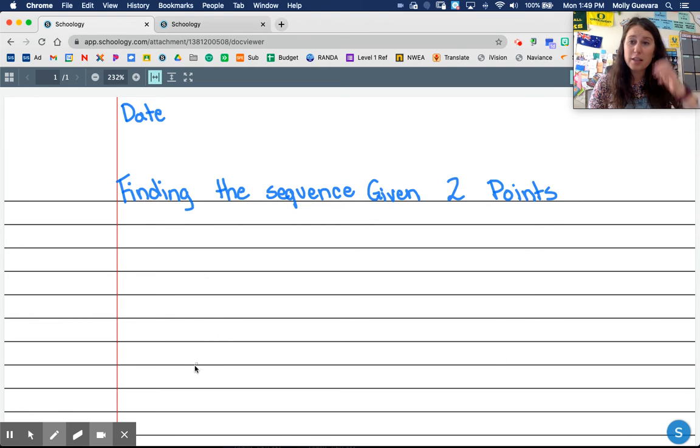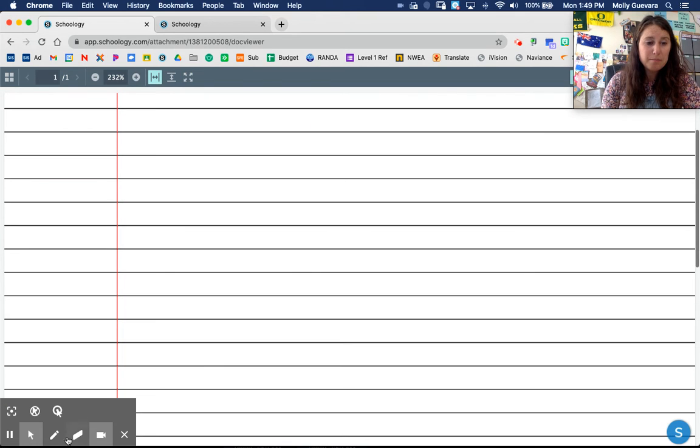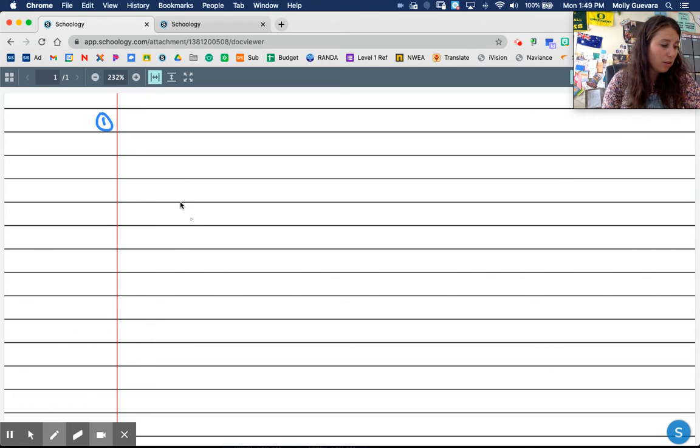No glue-ins or anything today, just basic solving. Make sure you have the day's date. Make sure you have the title of the notes on the top of your notebook. And we're going to start with going through the steps of how do we do this, okay?